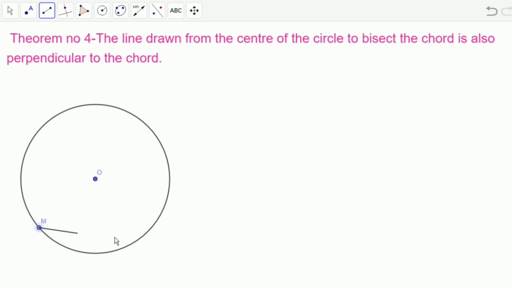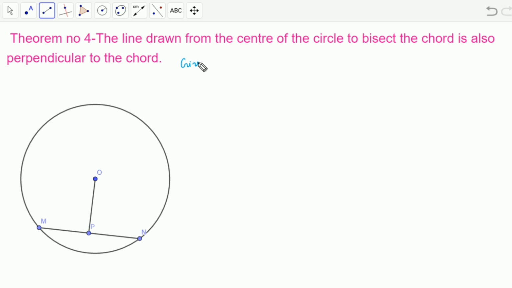Okay, now first a chord, right? The line drawn from the center of the circle to bisect the chord. Now we have to draw a line as if it is the bisector. So let's draw a line segment from this point to this point. It is a bisector. It is given that this is a bisector. So let's write what's given to us.